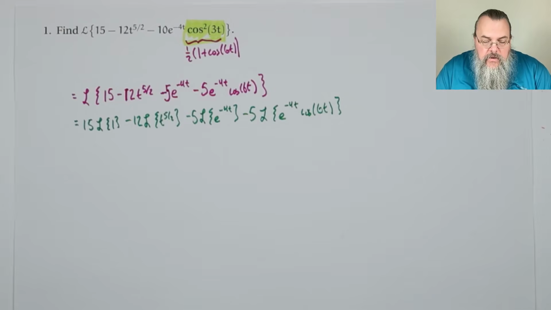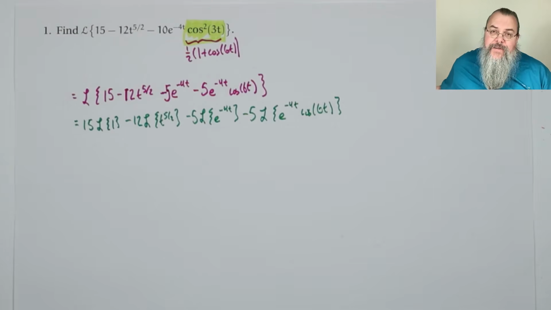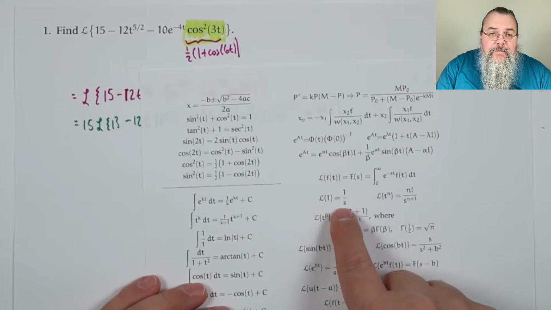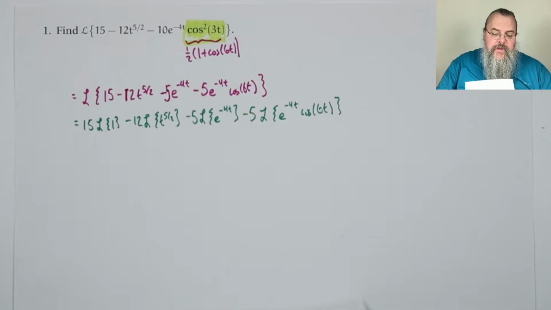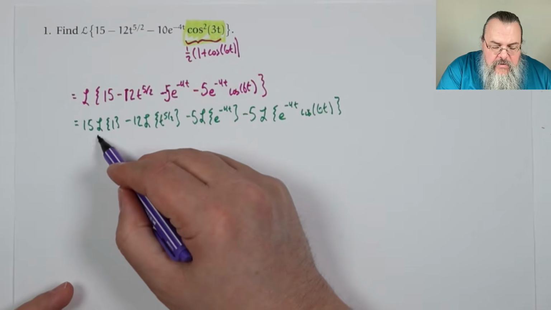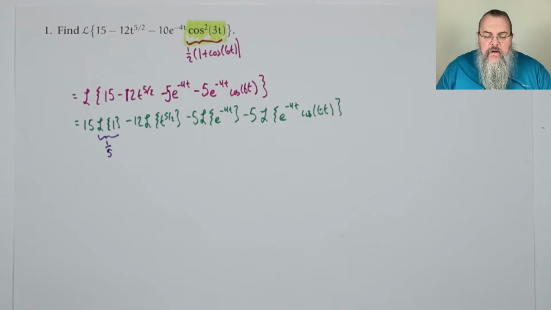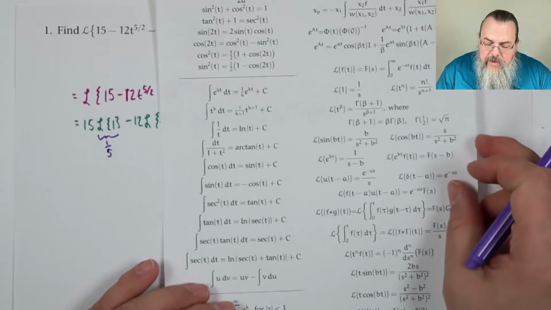All right, let's go through and talk about these one at a time. So we'll start with the Laplace of 1. Do we know what it is? Well, yeah, it's actually on our table. Laplace of 1 is 1 over s. So this part is 1 over s.